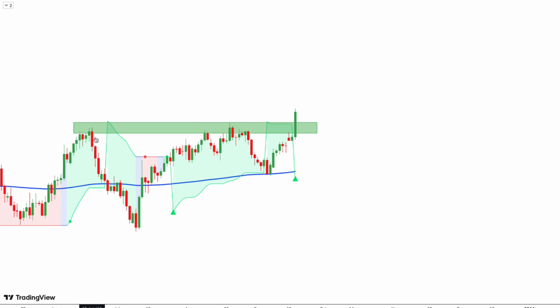In this particular example, we can see that there is this resistance zone right here and the price actually rejected it 2 times. This is going to increase the probability of the price heading in the direction of our trade once the price breaks and closes above it.